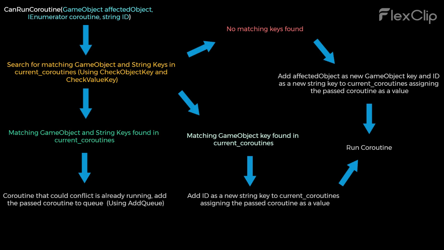If only a matching gameObjectKey is found, then the function creates a new string key using the passString variable and adds it to the internal dictionary within current coroutines, assigning the pass coroutine as a value. The coroutine is then allowed to run. If neither are found, the function creates a new gameObject key from the passed gameObject variable and adds it to current coroutines. It then makes a string key from the passString variable and adds that to the internal dictionary within the current coroutines, assigning the passed coroutine as a value to said dictionary. The coroutine is then allowed to run.